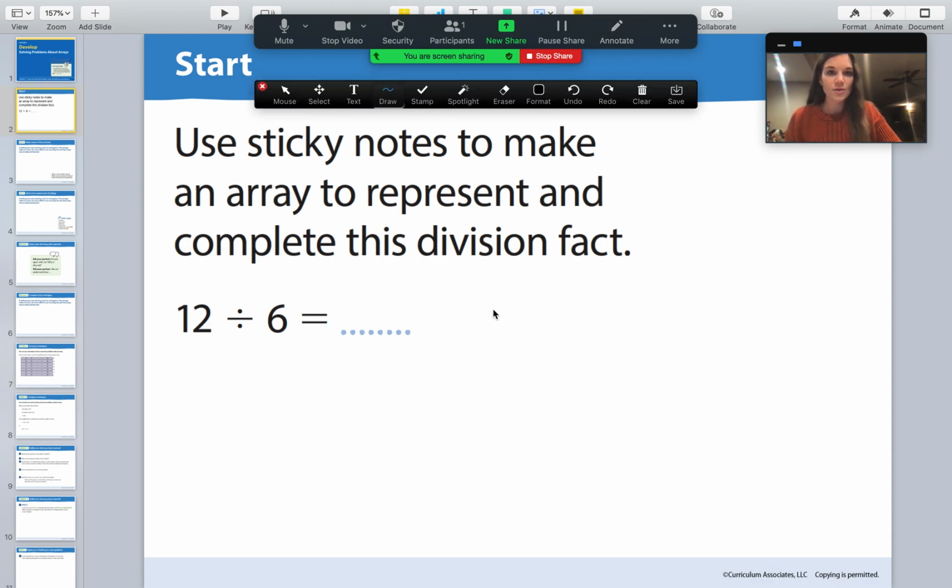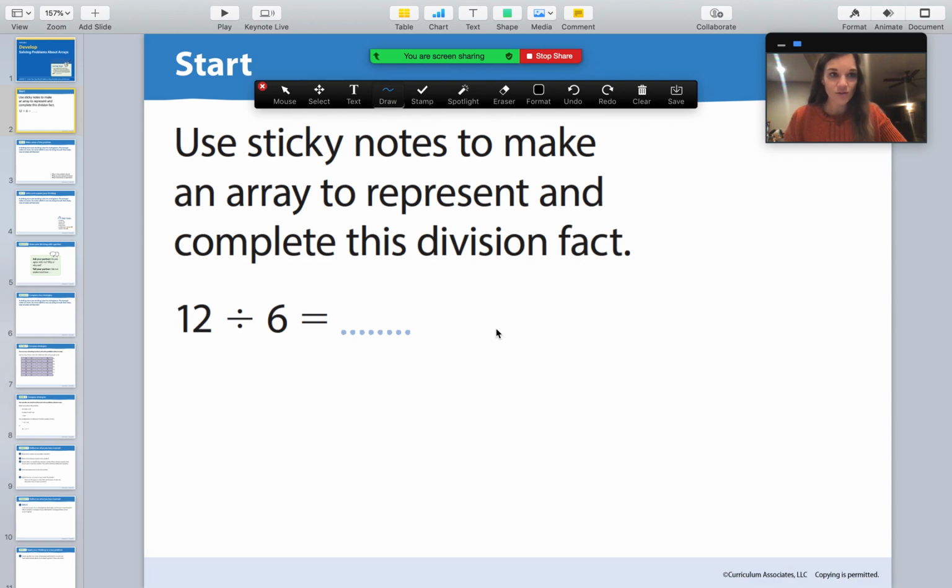Okay, so this should have been something that looked like this. So we know that there are 12 altogether, right? So we have 12 altogether, 12 sticky notes, and 6. So this can mean either that there are 6 rows or there are 6 in each row. We're going to say this, that there are 6 in each row. So if you would draw it, oh, this might take me a minute.